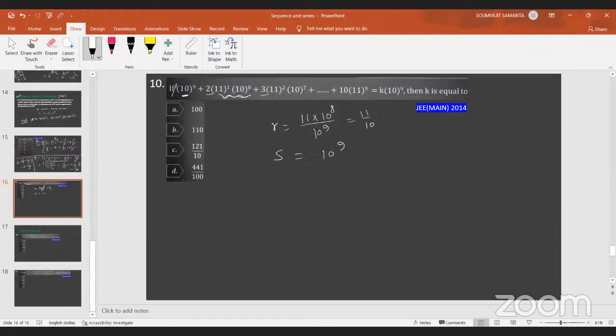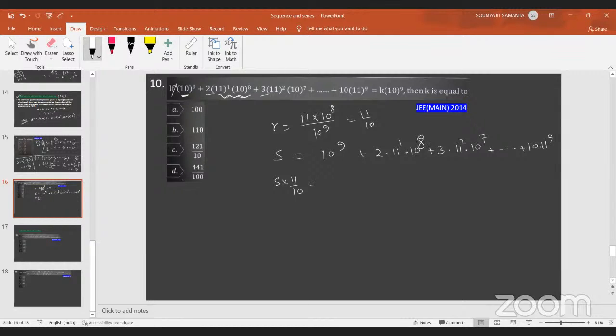Just write down the terms first. 2 into 11 power 1 into 10 cube plus 3 into 11 square into 10 to the power 7 plus dot dot till 10 into 11 power 9. Now, the next step is to multiply with R, that is S into 11 by 10, and then shift one term. If you multiply by 11 by 10, what becomes the first term here? 11 into 10 to the power 8.